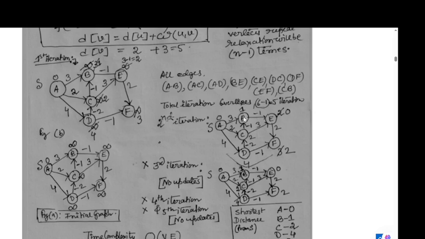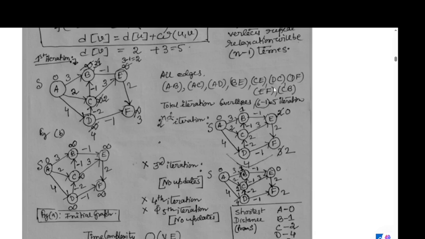Then BE. So BE, we have here 1, and this is minus 1. So 1 minus 1, which is 0, but this is 2. So 2 will be updated by 0 because 0 is less than 2. Then CE, this is 2, this is 3. So 3 plus 2, 5. 5 is greater than 0. So there is no need of updating this one.